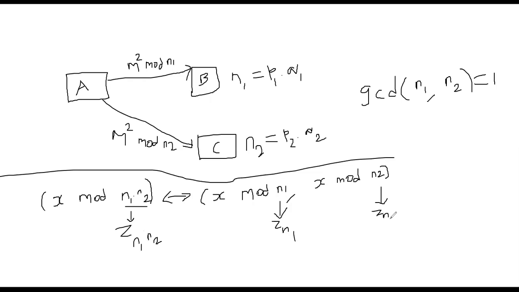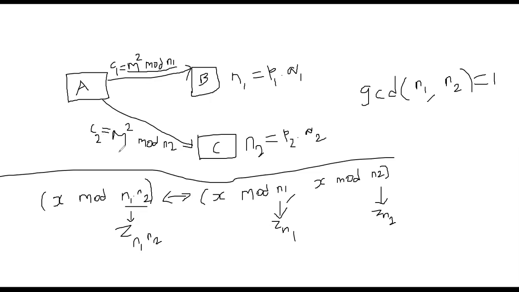So the reason I'm bringing up the Chinese remainder theorem is that from this problem, we can easily see that this is public data, right? M square mod N1 is public data. M square mod N2 is public data. We don't know M, of course. That's what we need to find. Let's call this constant C1 and let's call this C2.